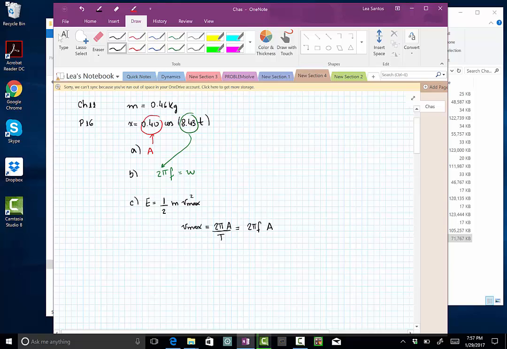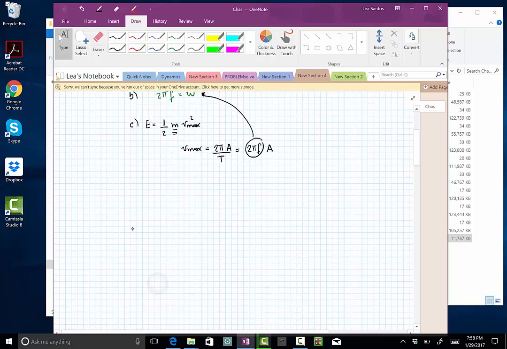Well, from the equation, we do have this 2 pi frequency. We just wrote it here in part B, right? So we do have this 2 pi frequency, and we do have the amplitude. So yes, we do have the maximum speed. And the problem also gave us the mass. So yes, we have all the ingredients to find the total energy using the maximum kinetic energy.